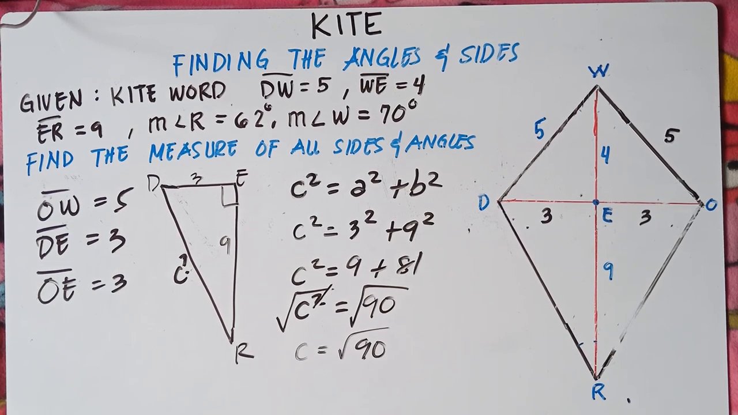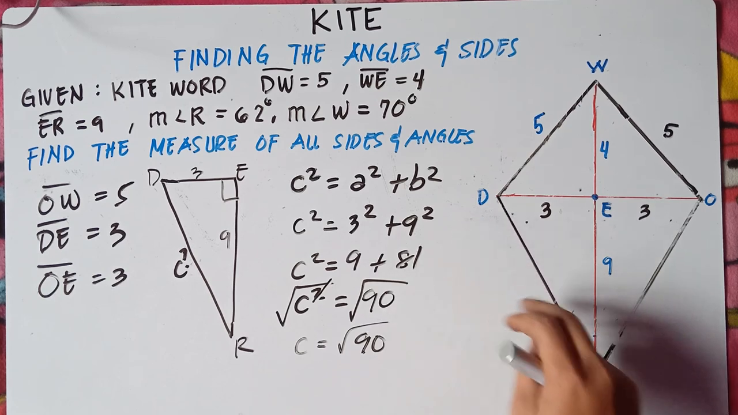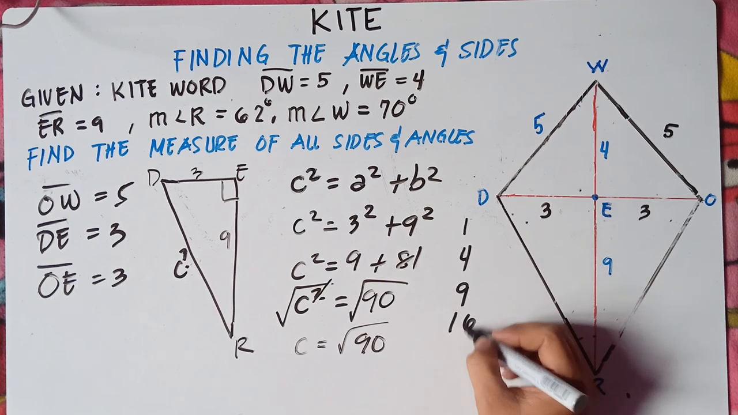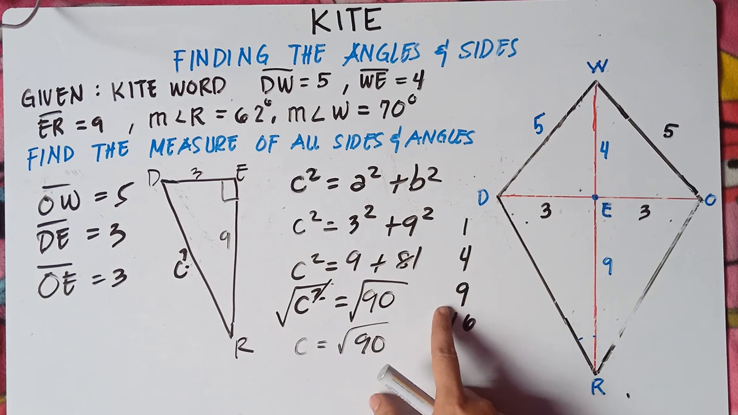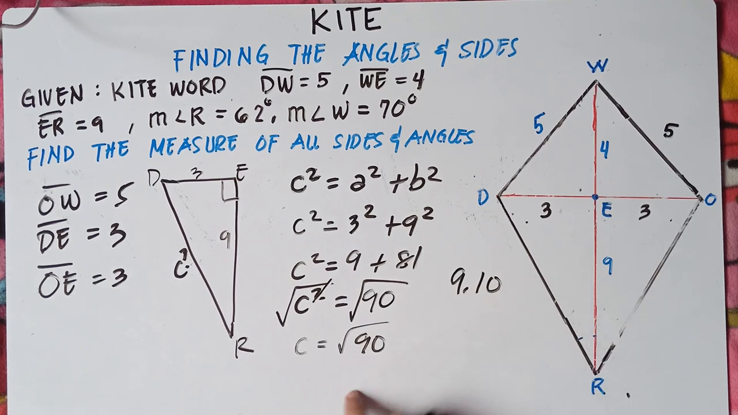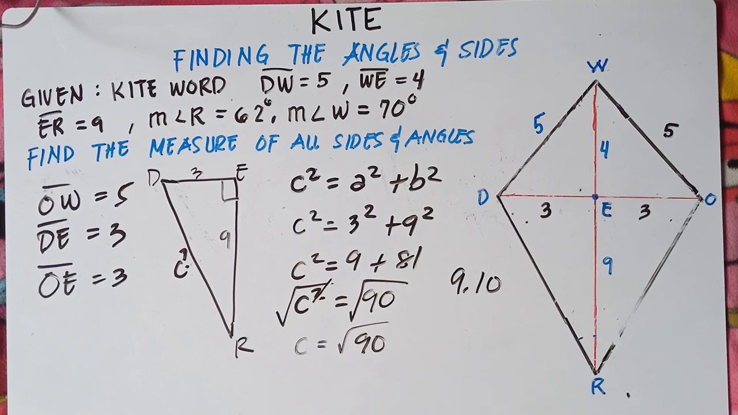Now before you decide if this is the final answer, check first if we can still simplify. Think of two numbers, one a perfect square, the other not, that when you multiply the two numbers, you will get 90. What are the numbers that are perfect squares? We have 1, 4, 9, 16, and so on. When I check 90, we can divide it by 9, because 9 times 10 is 90, in which one number is a perfect square, the other is not. So we can still simplify this.